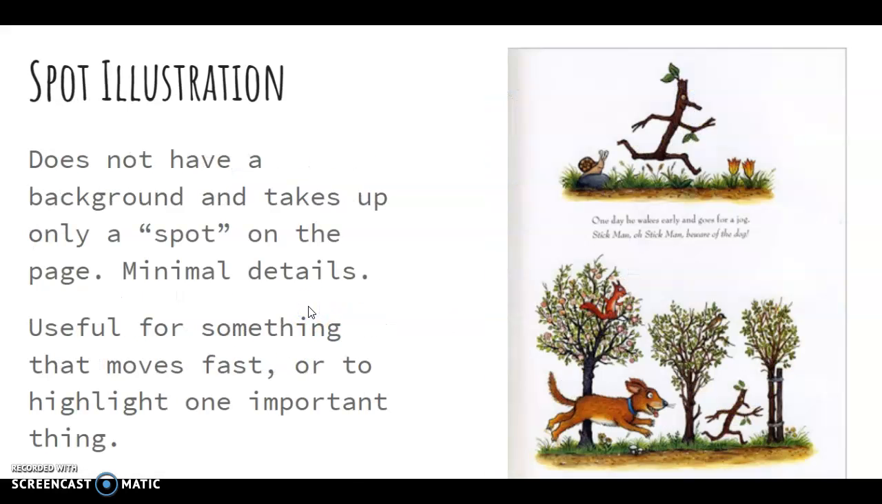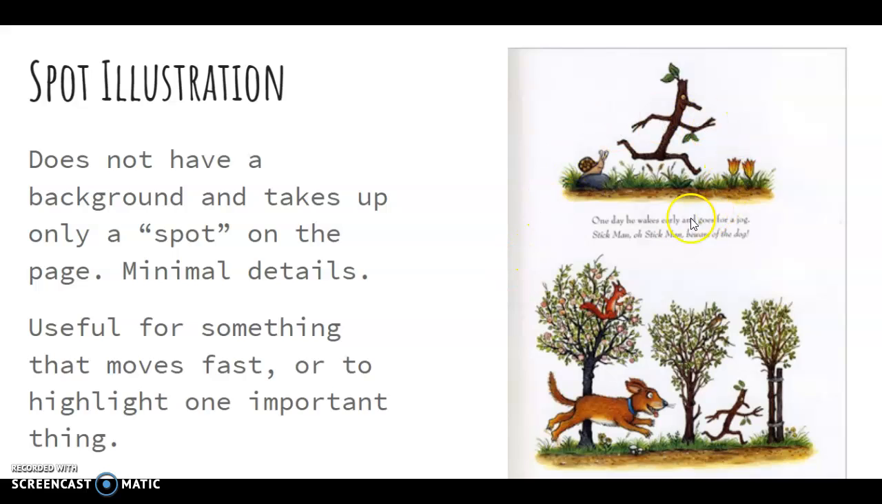Now the next one is called a spot illustration. It does not have a background, and the illustration takes up only a spot on the page. Details are minimal. This is useful for something that moves fast, or if you want to highlight one important thing.